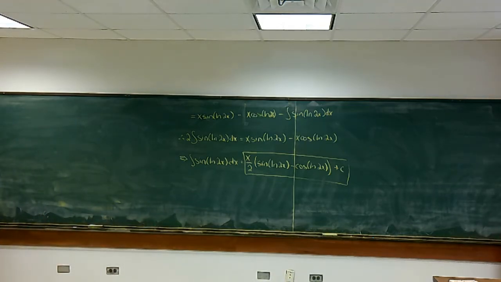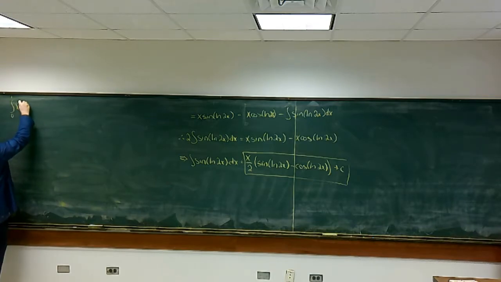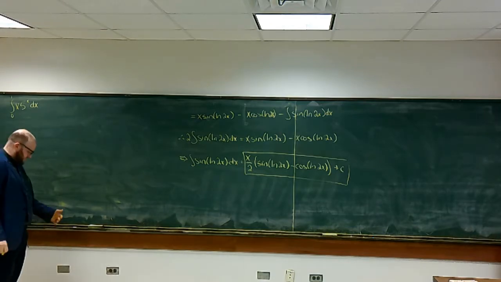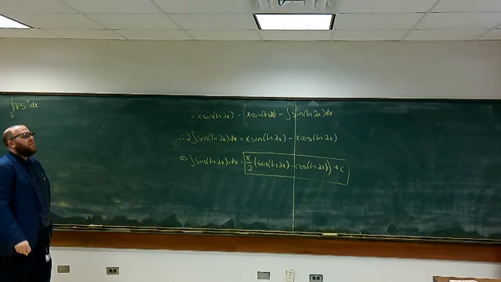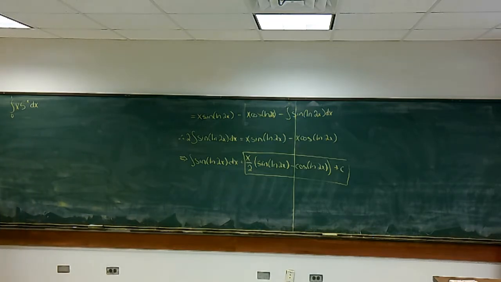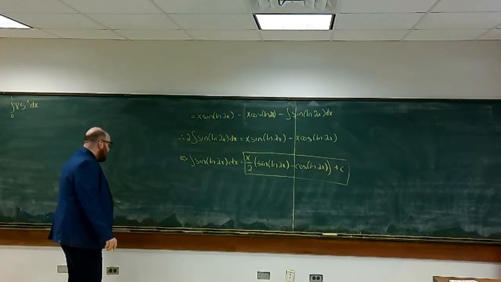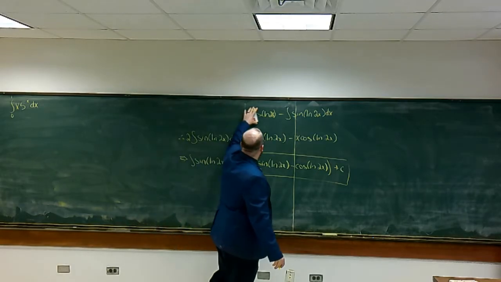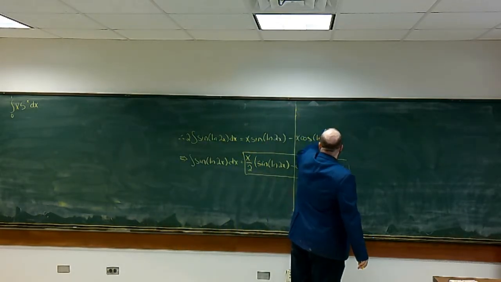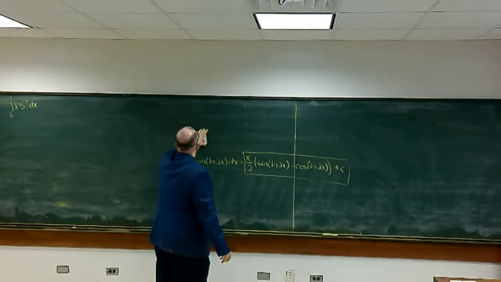Let's look at an actual integral this time. We're going to integrate x times 5 to the x from 0 to 1. Clearly, integration by parts.